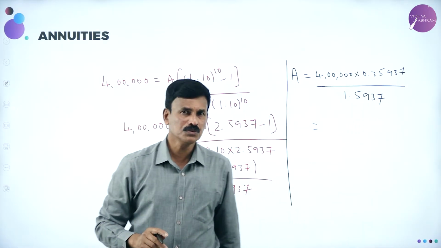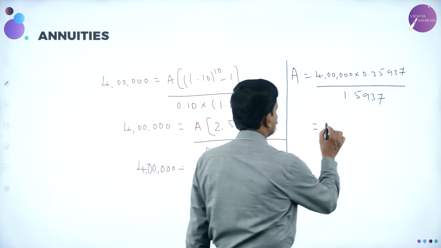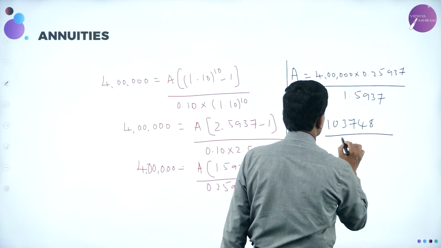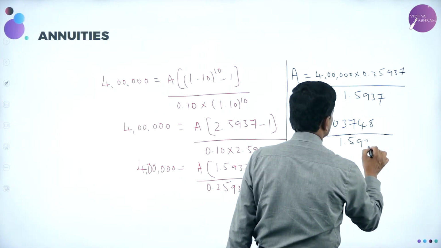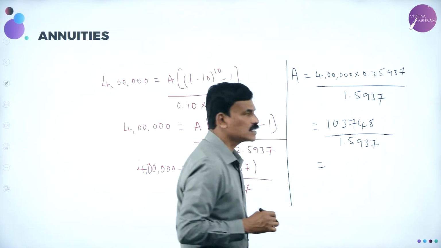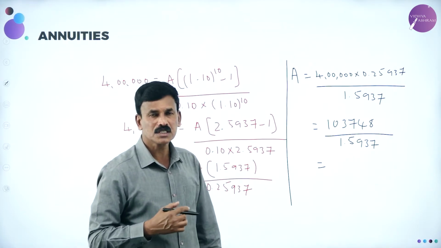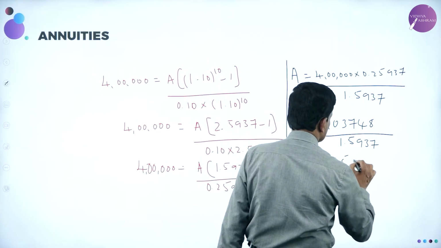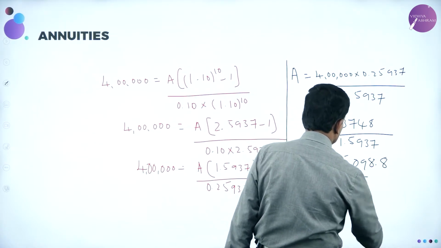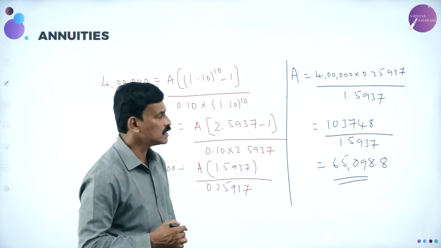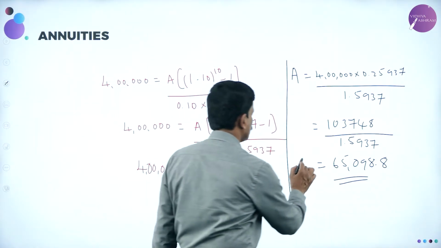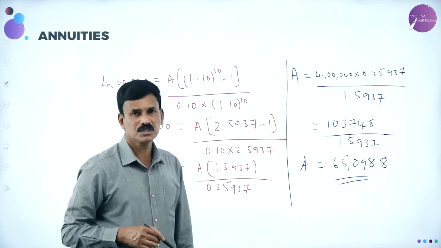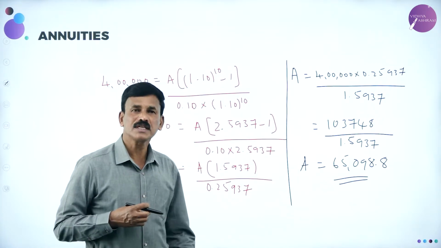What is this equal to? If you simplify the numerator, 103748 divided by 1.5937. So divide this. What will you get? This is approximately equal to 65,098.8. 65,098.8 is the required amount. So therefore A is equal to 65,098.8 rupees. That's it. Okay, now move on to the next problem.